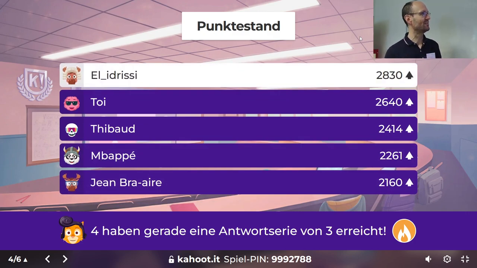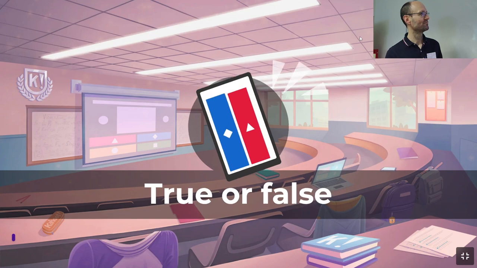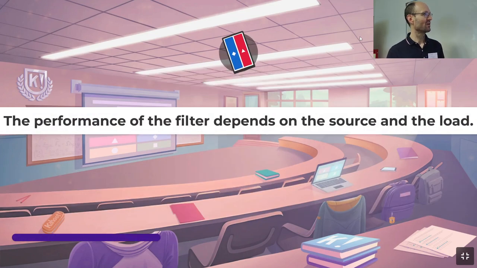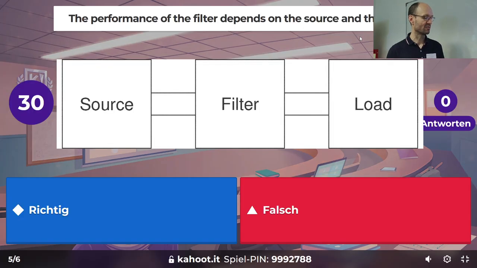So El Idrissi is once again taking the lead, followed by Toi and Thibaut. We come to the fifth question. Another statement: the performance of the filter depends on the source and the load. So you have a filter between the source and the load. Is this right or is this wrong?